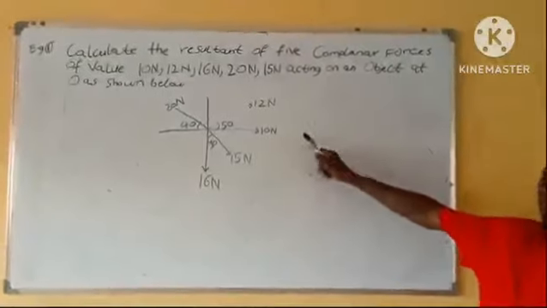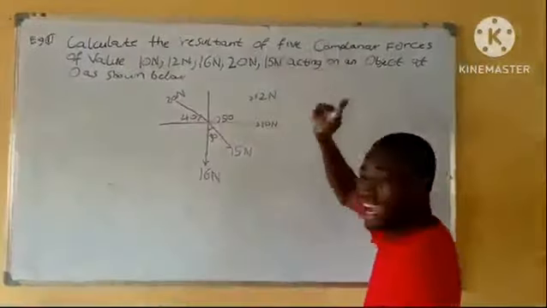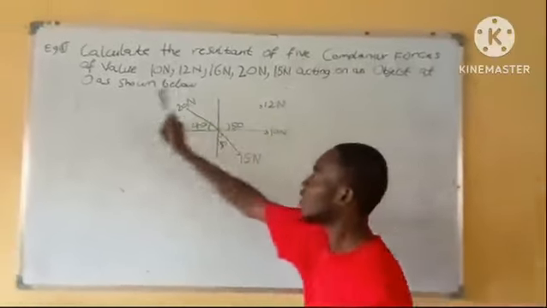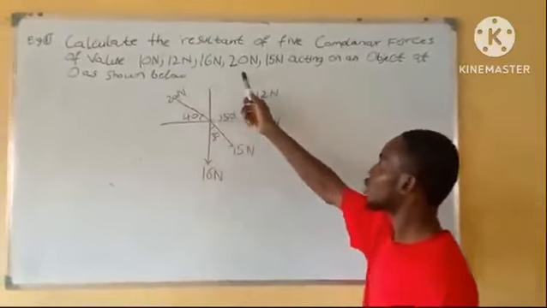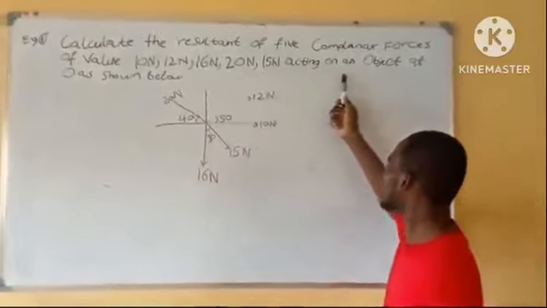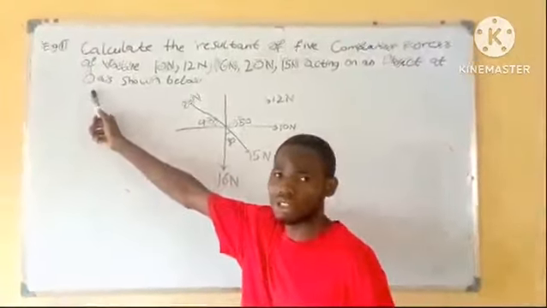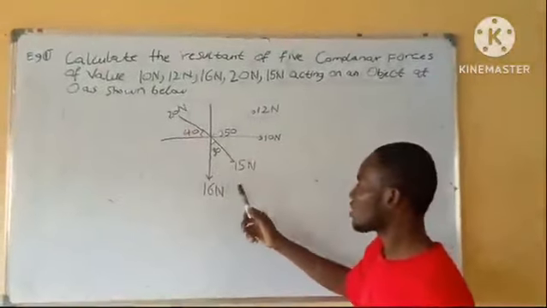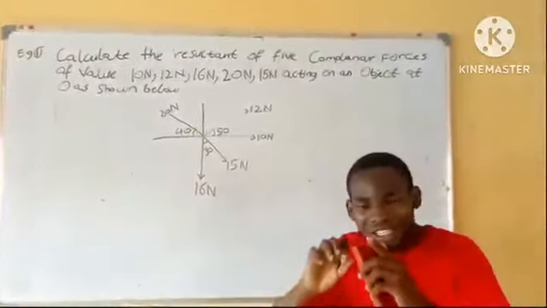Given this example, they say calculate the resultant of five component forces of value 10 Newton, 12 Newton, 16 Newton, 20 Newton, 15 Newton, acting on an object at 0, as shown below. This is 15, 16, 20, 12, and 10 Newton. They say find the resultant of these forces.